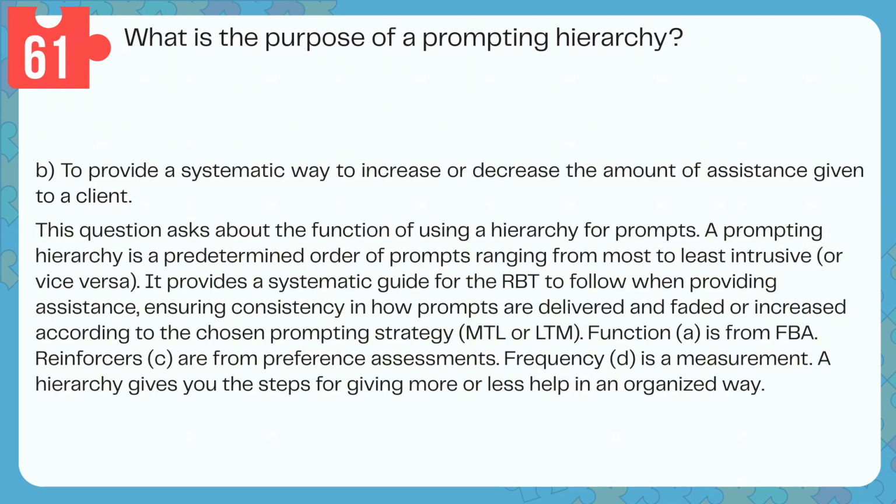Answer B, to provide a systematic way to increase or decrease the amount of assistance given to a client. This question asks about the function of using a hierarchy for prompts. A prompting hierarchy is a predetermined order of prompts ranging from most to least intrusive, or vice versa. It provides a systematic guide for the RBT to follow when providing assistance, ensuring consistency in how prompts are delivered and faded or increased according to the chosen prompting strategy.